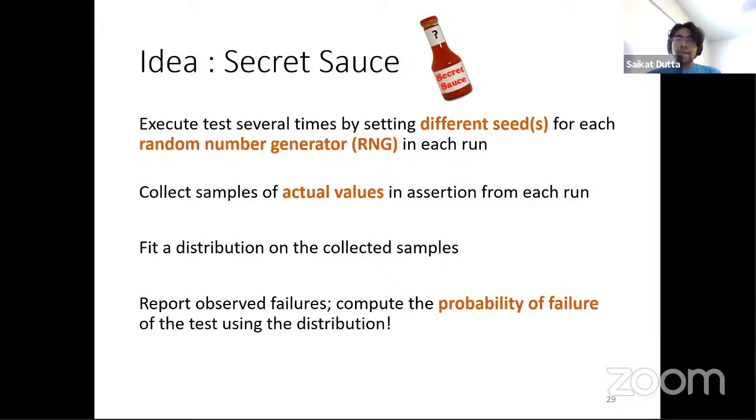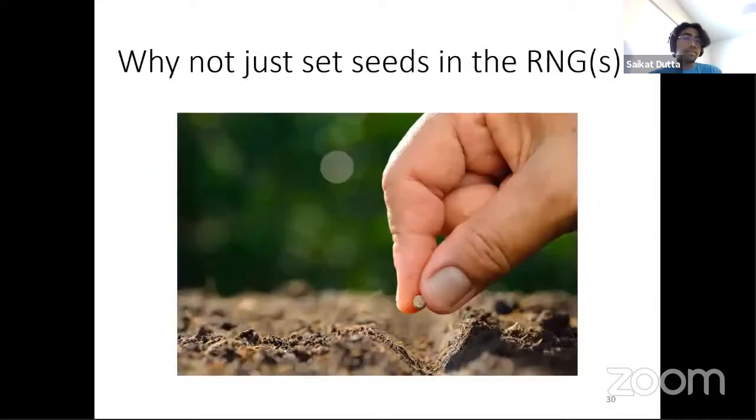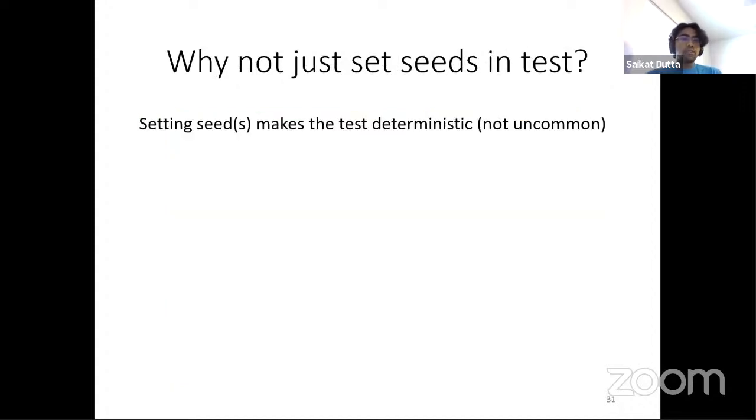Let us now take a moment to understand why we need this machinery to deal with randomness at all. Given that RNGs cause so much trouble for testing, why do we need them? And why can't we just set the seed, right? That is a natural question to ask. But as we'll see in the next slide, this may not be the best approach. Setting the seed could make the test deterministic, and this is not an uncommon practice, as we also saw in our empirical study on these projects. However, this can lead to several problems.